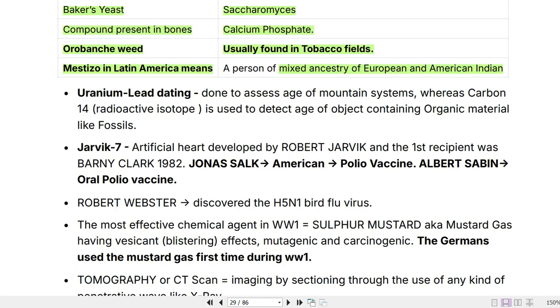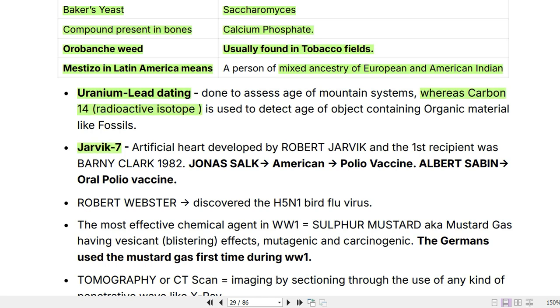Then we have this uranium lead dating. So it is done to assess the age of mountain systems, whereas carbon 14 dating is used to detect the age of objects containing organic material like fossils. So you should know the difference between uranium lead dating and carbon 14 dating.